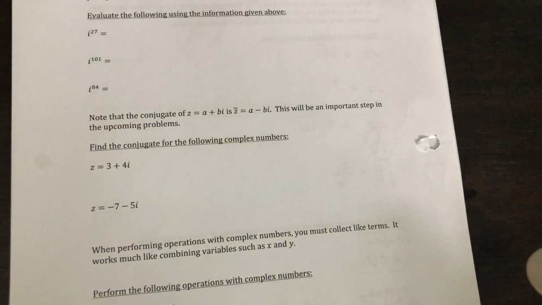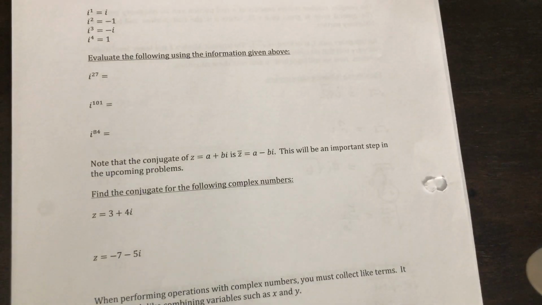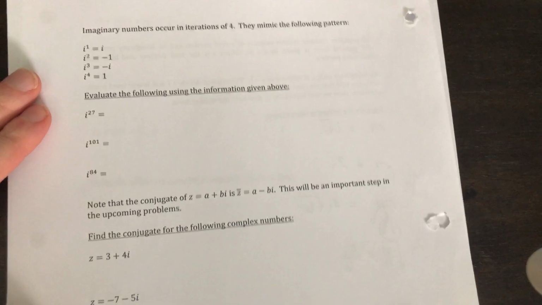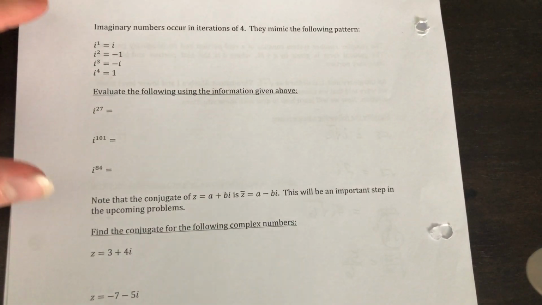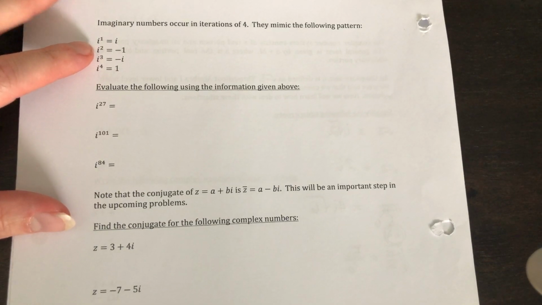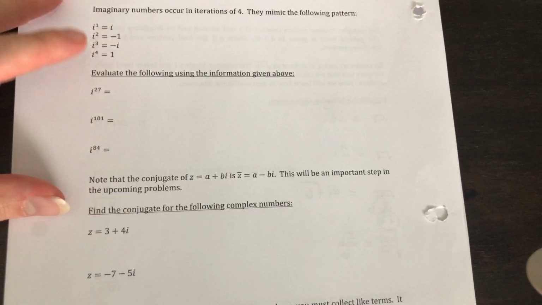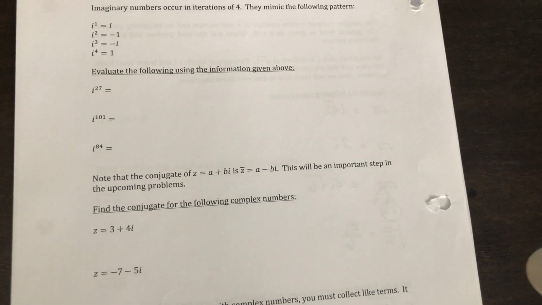Okay, so this stuff shows up on the SAT, so you need to make sure that you know how to do it. Imaginary numbers occur in iterations of 4. So an iteration is just a pattern, okay? They mimic the following pattern. i to the 1 is equal to i, i squared is -1, i cubed is -i, and i to the 4th is equal to 1. The way I remember it is i, 1, the middle two are negative, okay?